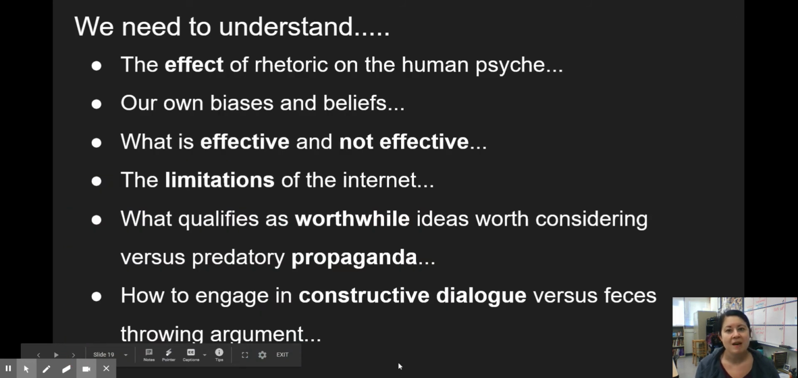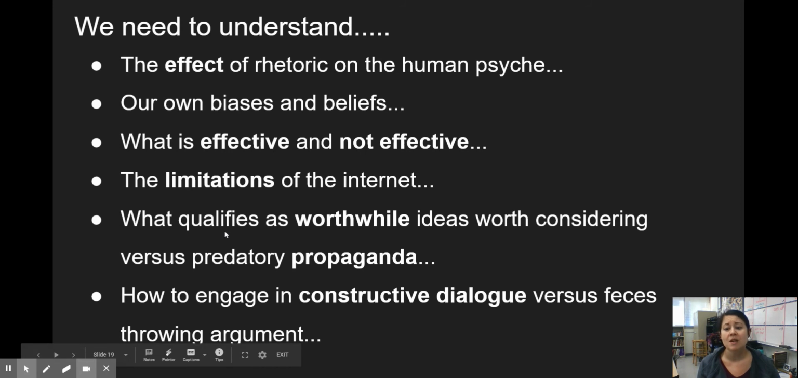So when we come out of this, my goal for us really is that we understand the effect of rhetoric on your human psyche, that you have a better understanding of your biases, of your beliefs, of the things that are true for you. What is effective, what's not effective, ways that you can use this. And in your call to action, having appeals that are effective to calling your audience to take some action. Understanding that there are limitations to the functionality of rhetoric on the internet and how you can see past those and be a more critical thinker when you interact with them.